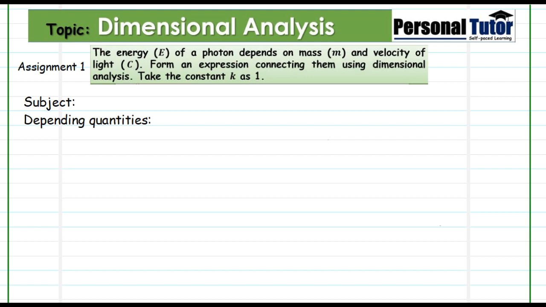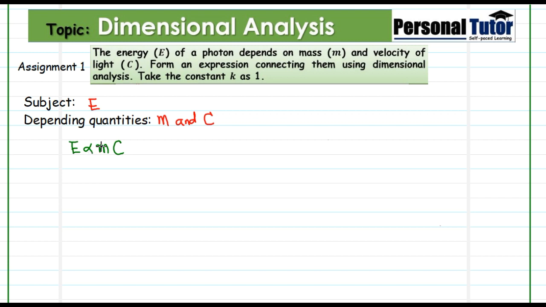Great. From here, we need to identify the subject, which obviously is E. Then the dependent quantities are the mass m and the velocity c. From this, you form a relation between the quantities, and that will be E depends on the product of m, c.